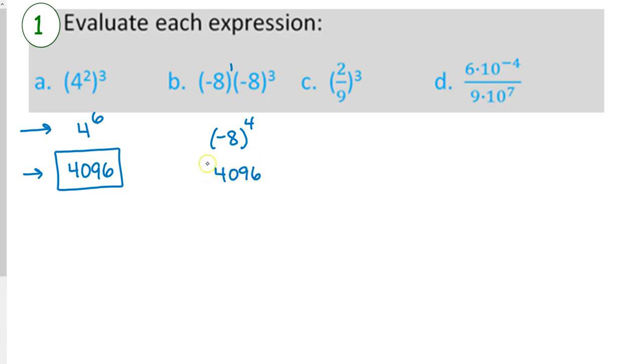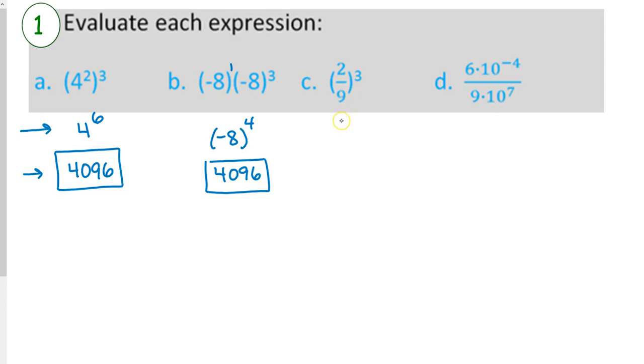Another 4,096. Okay, so if we've seen it once and we've seen it twice, doesn't that mean we ought to conclude that every single problem is going to have an answer of 4,096? How's my logic there? You like it? Inductive reasoning, right?